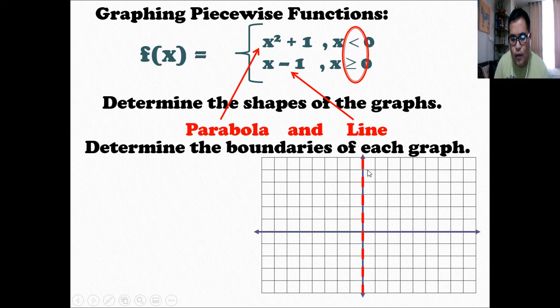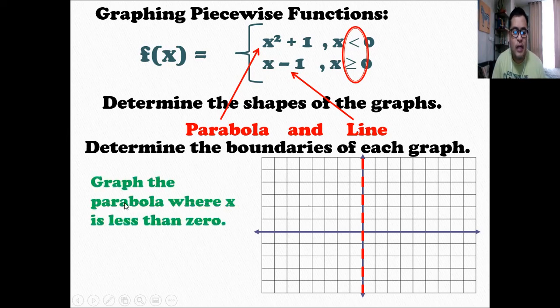Later, I will be removing this. Okay, so x is less than 0 and x is greater than or equal to 0. Definitely 0 will be our boundary. Okay, so graph the parabola where x is less than 0. So let's graph first this one.